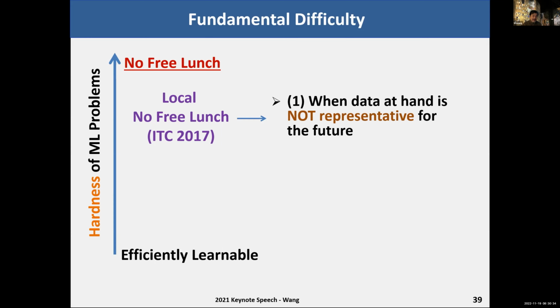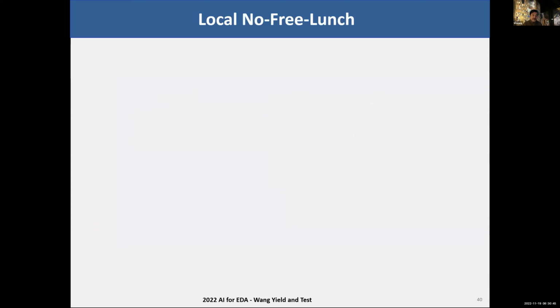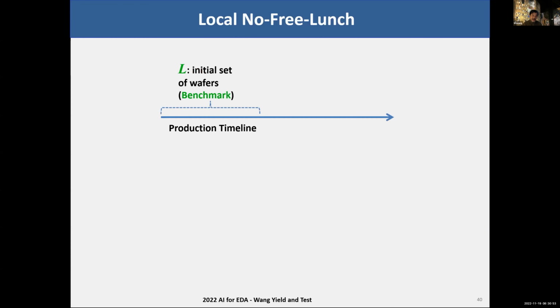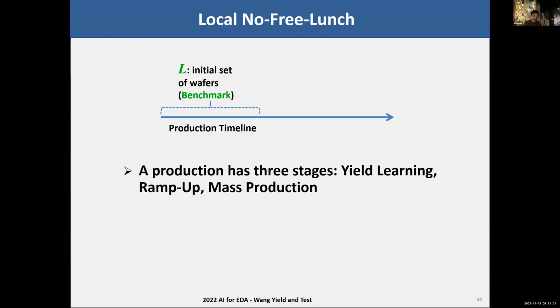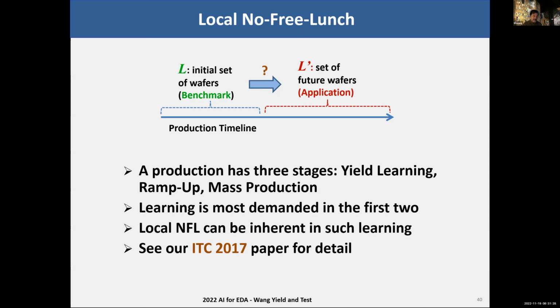And the situation really happens when the data at hand is not representative of the future, and in that case, no learning method is universally better than another. Therefore, it's a no-free lunch situation. So the important idea of local no-free lunch is especially important when we're dealing with the content in post-silicon production. In production, there are usually three stages: the initial yield learning stage, the ramp-up stage, and the mass production stage. The learning required is usually most demanding in the first two stages before mass production. For example, that's when we want to predict what happens in the mass production stage. And local no-free lunch is almost inherent in such learning setups. And again, you can see the paper on those concepts.